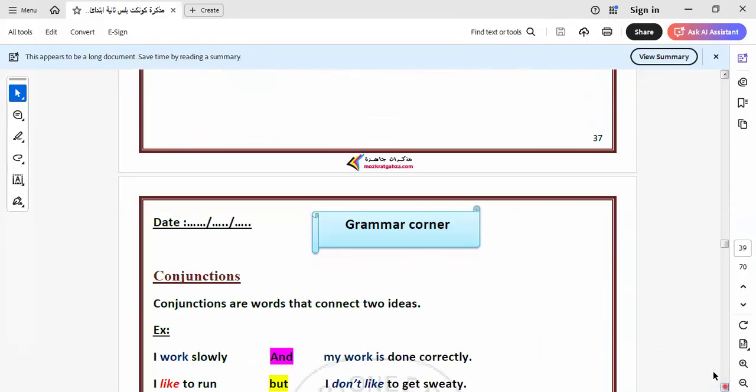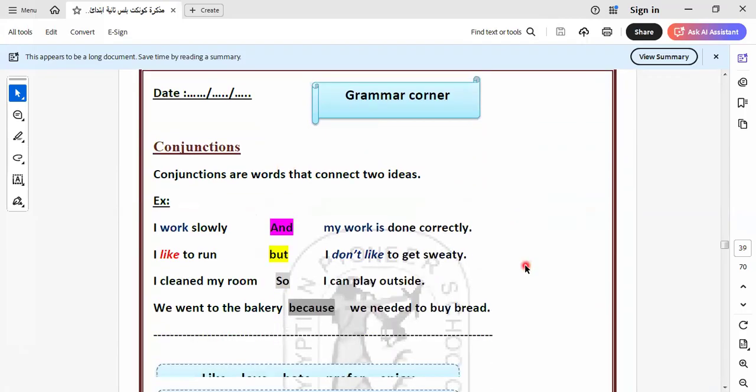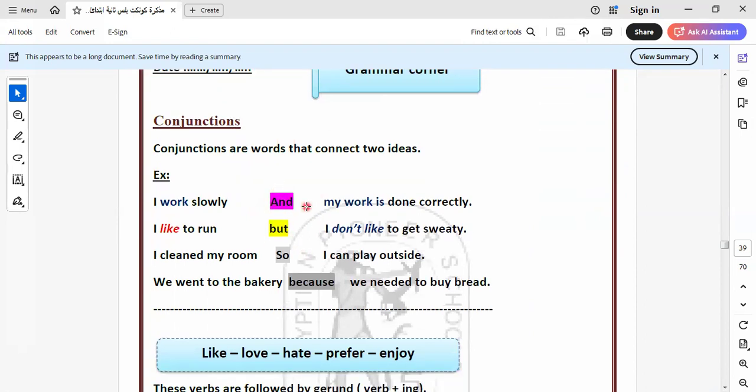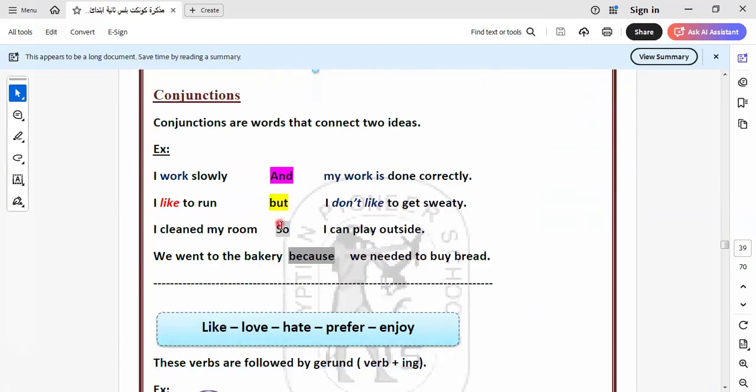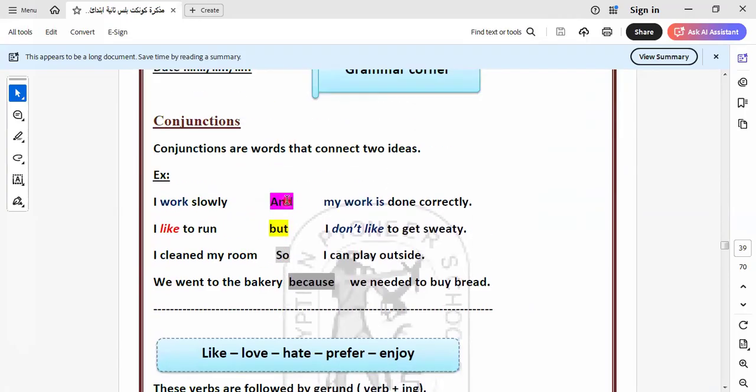Here we have the grammar structure. It will be about conjunctions. Let's learn it together. Here we talk about the three conjunctions. And, but, and so. When we use and, when we use but, and when we use so, and when we use because also.